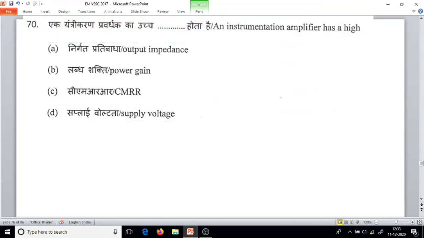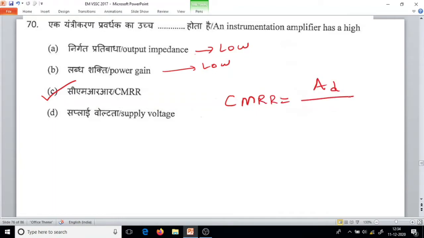Question number 70. An instrumentation amplifier has a high output impedance? No, it should be low output impedance, not high. Power gain also, for an instrumentation amplifier, is low actually, not high. The answer is high common mode rejection ratio. I have already explained what common mode rejection ratio is: the ratio of differential gain of the operational amplifier to the common mode gain of the operational amplifier.